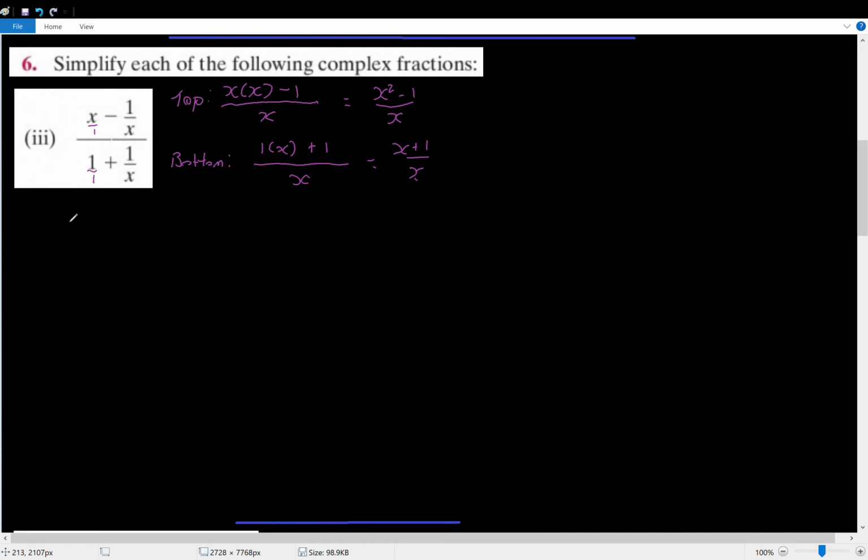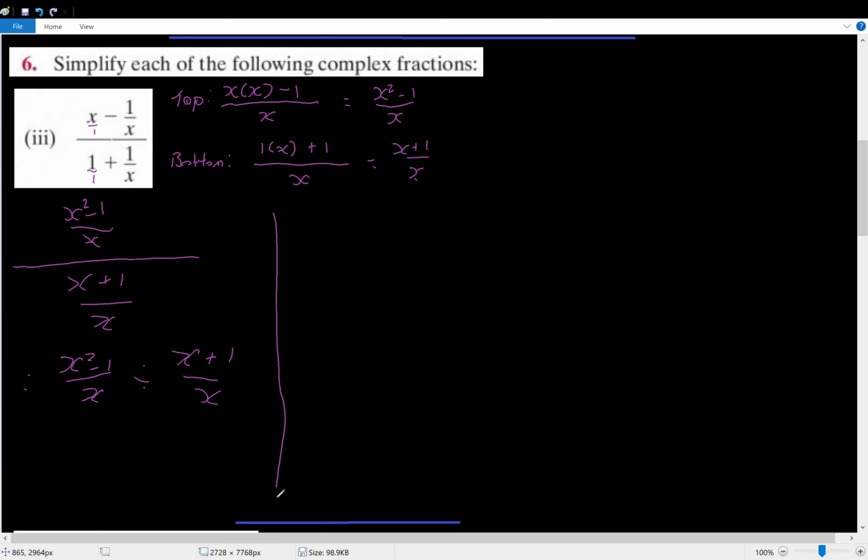And now we can rewrite our fraction. So we have x squared minus 1 over x all over x plus 1 over x. So what that actually is, is x squared minus 1 over x divided by x plus 1 over x, like so. And when you get a division involving fractions, what you do is you flip the second fraction and you multiply instead.